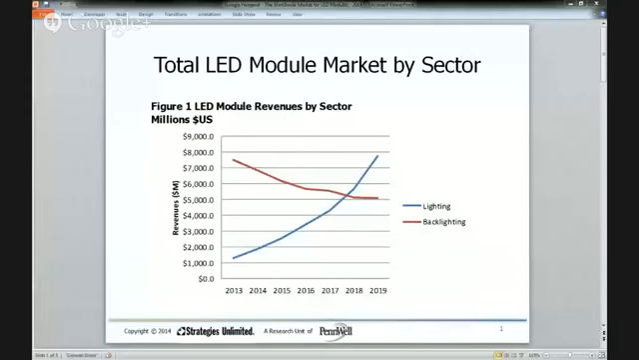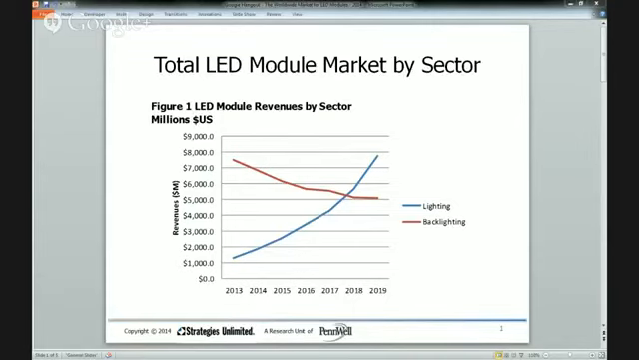This first slide is the total LED module market by sector. This is revenues, and it's split by lighting and backlighting. As you can see, backlighting was the major sector in 2013 and really until about 2018 when lighting will surpass it. One of the main reasons that backlighting is so large, almost 7.5 billion in 2013, is that the penetration of products that use LED modules is very high, and some applications were already at 100%.